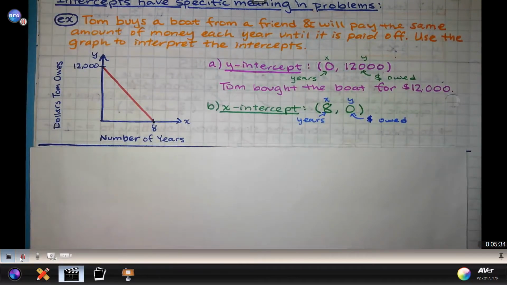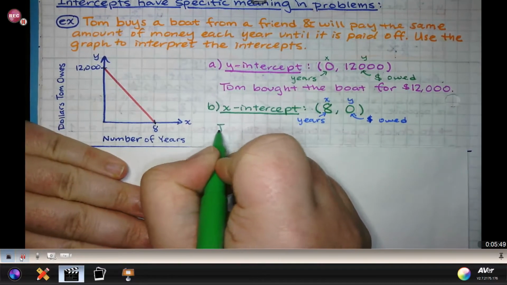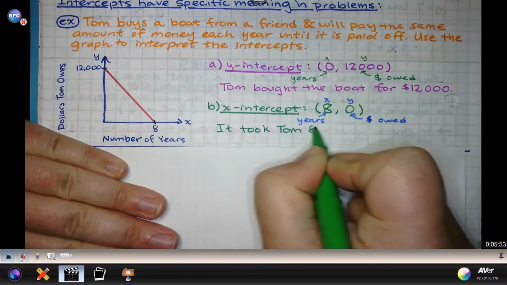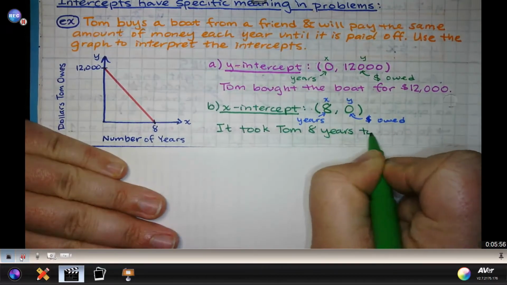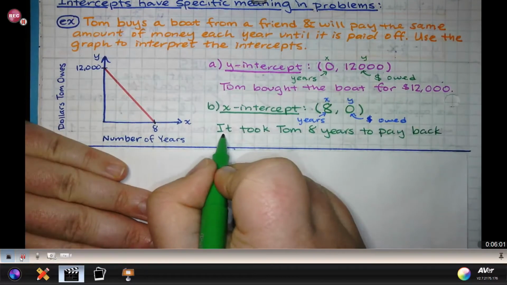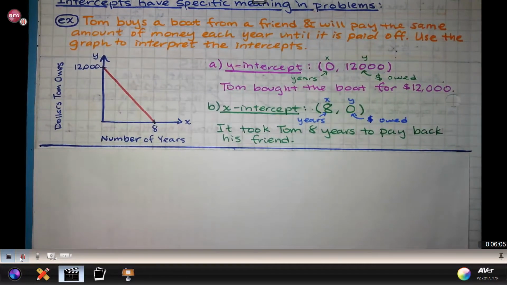But what does that really mean in the context of the problem? Well, if no more money is owed, that tells us how long it took him to pay off. Is it when you're done paying it off? That's when you owe $0, right? So that means it took Tom 8 years to pay back his friend.